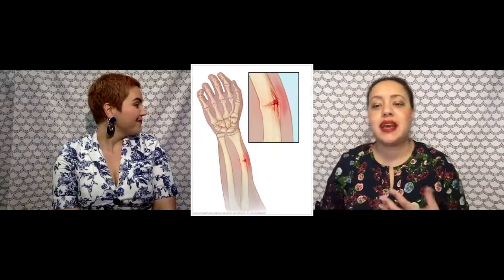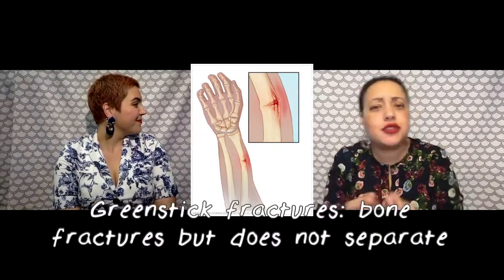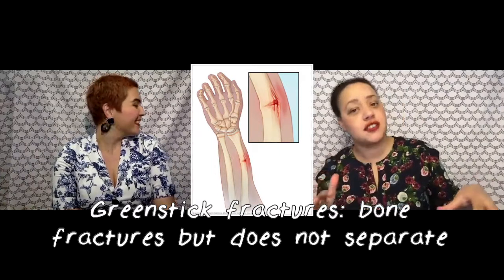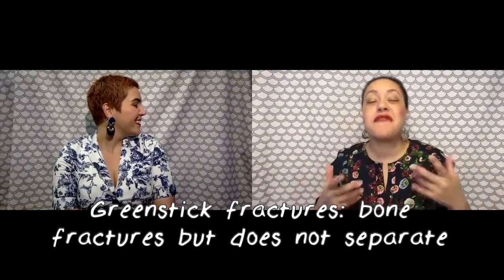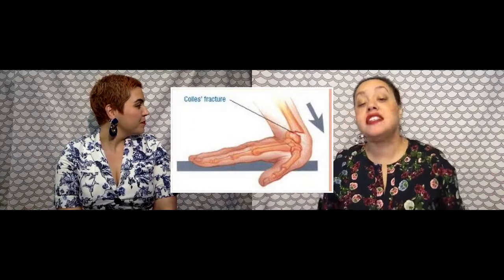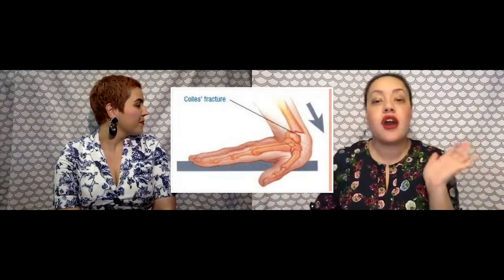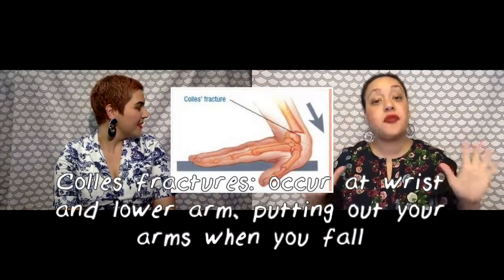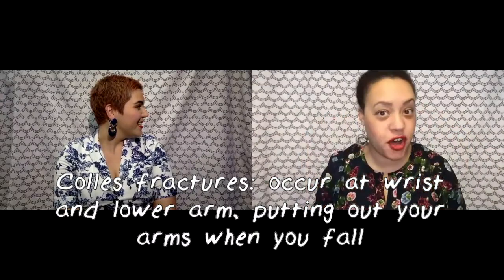Due to their bones being comparatively soft, like a young green tree branch, their bone fractures but doesn't separate, connected by flexible bone tissue. Colles fractures take place at the meeting point of the lower arm and the wrist, usually as a result of putting your hands out to protect your face when you fall.